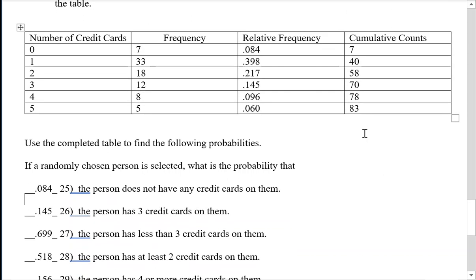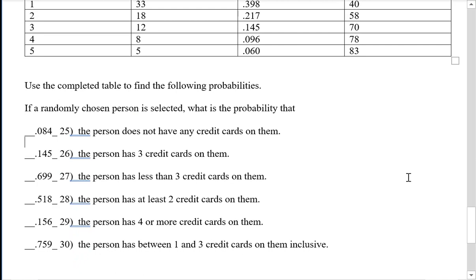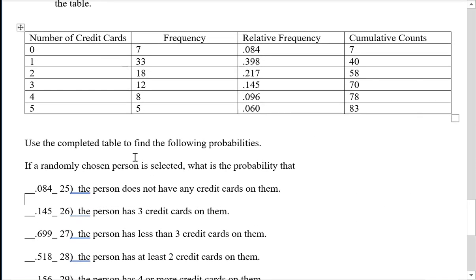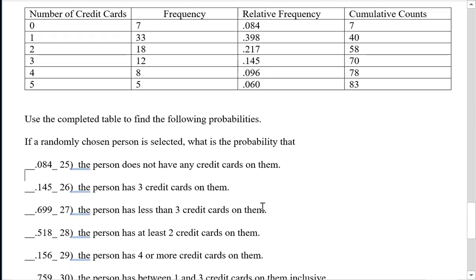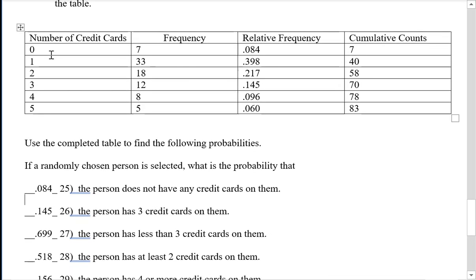All right, let's get down to these questions. The person does not have any credit cards on them. Well, there's 0. It's about a 0.084 chance, so that's where this came from. The person has 3 credit cards on them. That's 0.145. If the person has less than 3 credit cards, less than 3 means 0, 1, or 2.